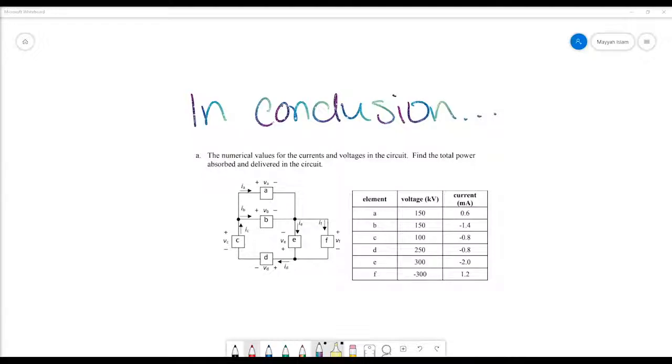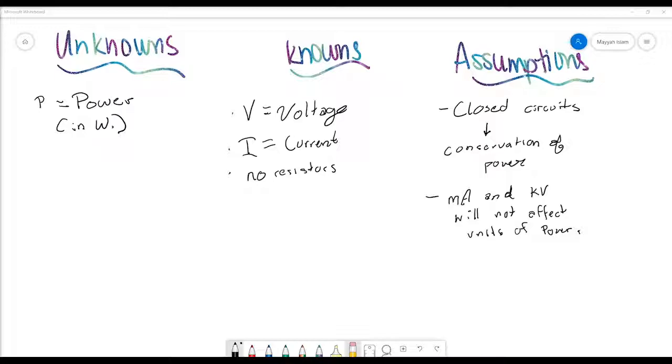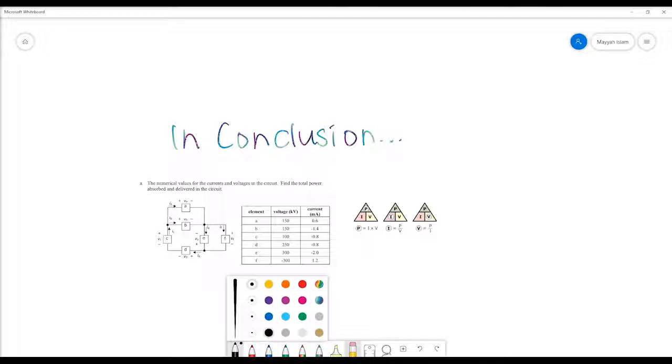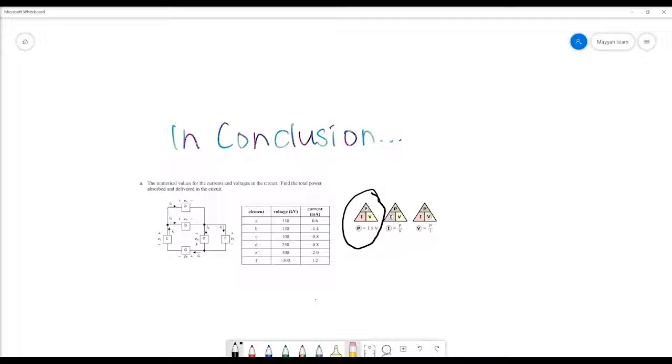In conclusion, we found the total power absorbed and delivered in the circuit for all 6 devices. Our known variables were the voltage, current, and the fact that there were no resistors in the system. Our unknown variable is power measured in watts. Our assumptions were that because the circuit is closed, the system will follow the conservation of power. The units of kilovolts and milliamps would not affect our units of watts because the zeros would cancel out. The only method we used for this question is Ohm's law: power equals current times voltage.